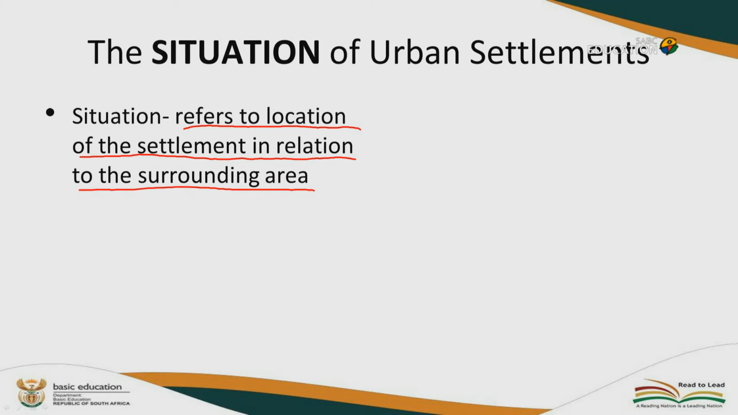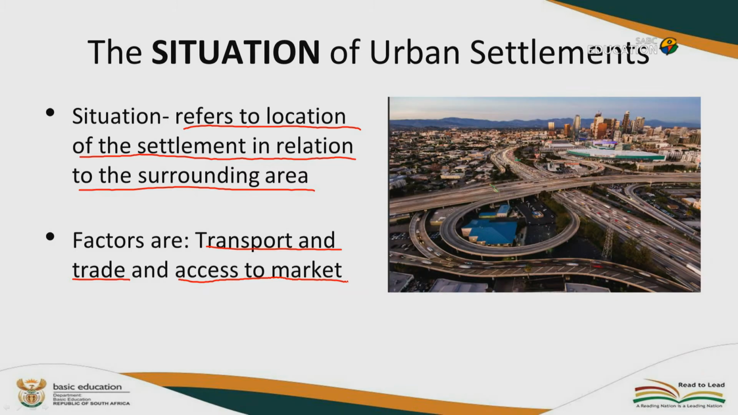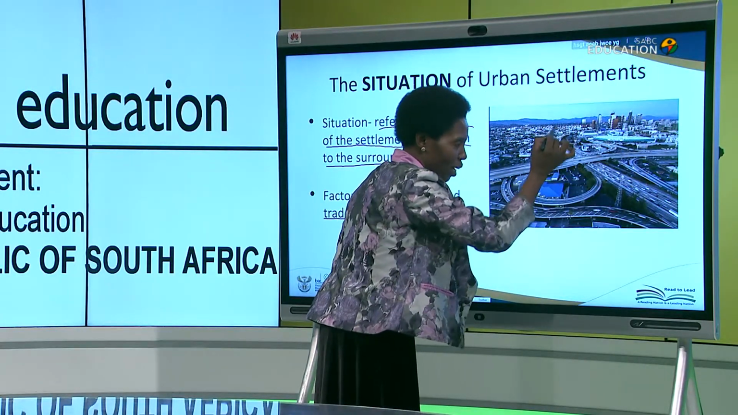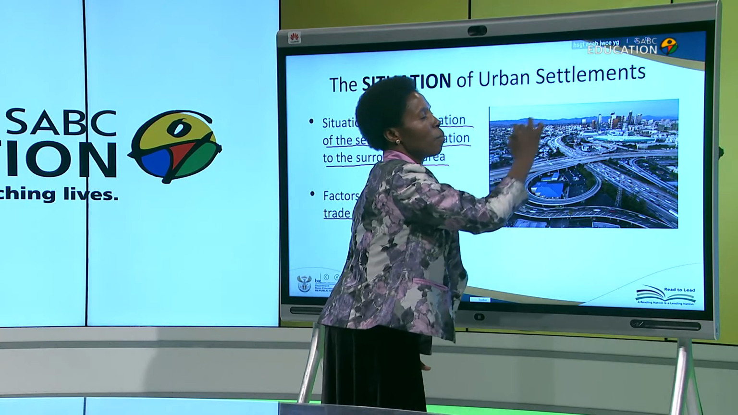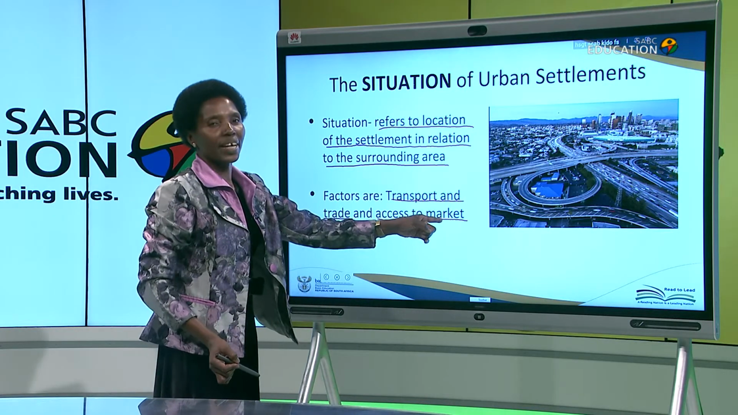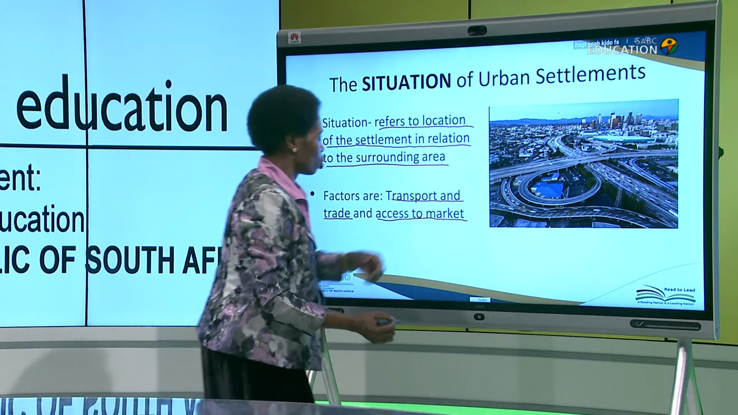Okay, there are factors that we need to look at. What are these factors? We look at transport and trade and access to what? To market. I gave you a picture. Okay, when you look at this nice picture here, it's showing us that there are roads. We have roads that are going to this direction, roads that are going to that direction. So with that, they are able to access different parts of the place in order to go to market and even to make trading possible. So this is very important when it comes to situation.